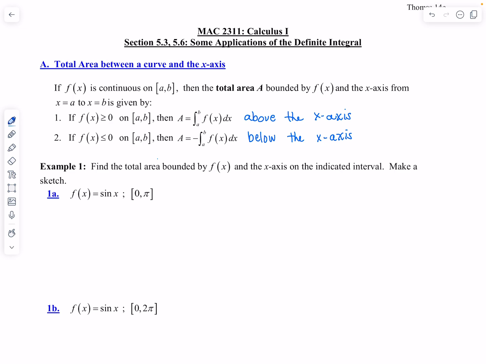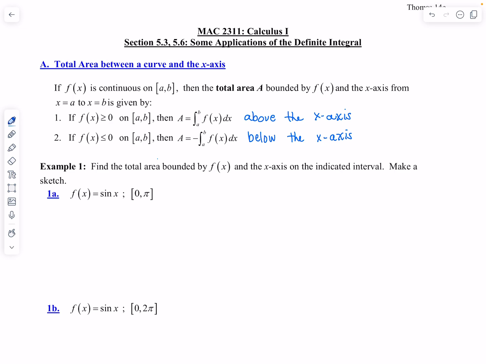So, the total area between a curve and the x-axis. If f of x is continuous on the interval from a to b, then the total area A bounded by f of x and the x-axis from x equals a to x equals b is given by: 1. If the function is greater than 0, meaning it's above the x-axis on that interval from a to b, then the area equals the integral from a to b of the function dx.